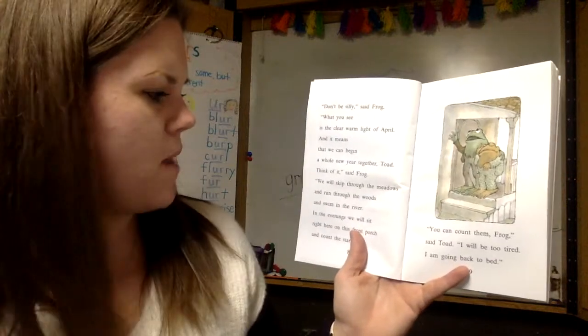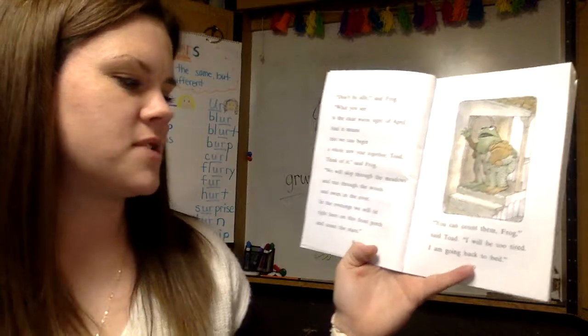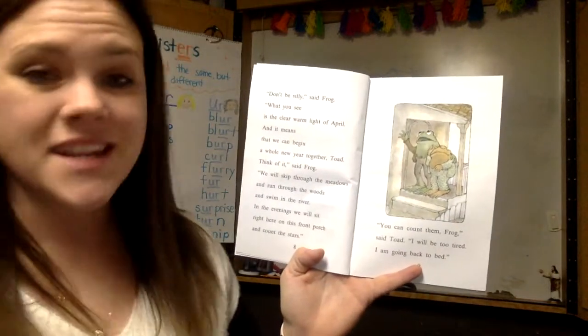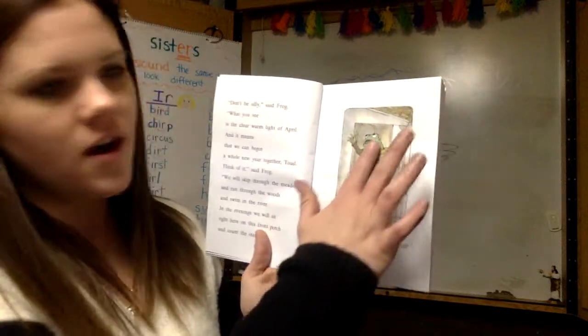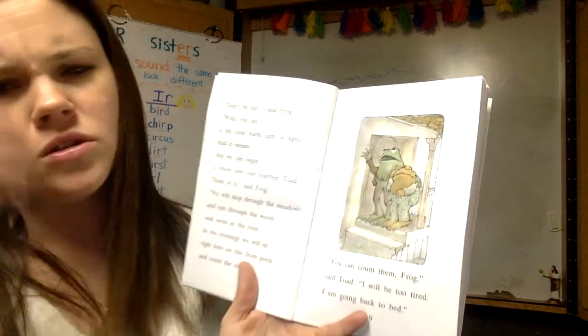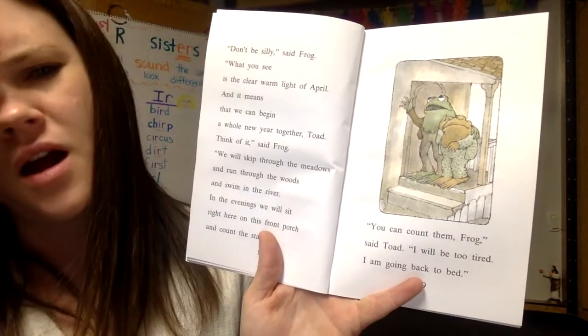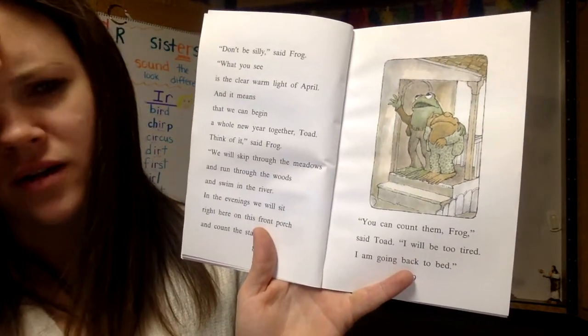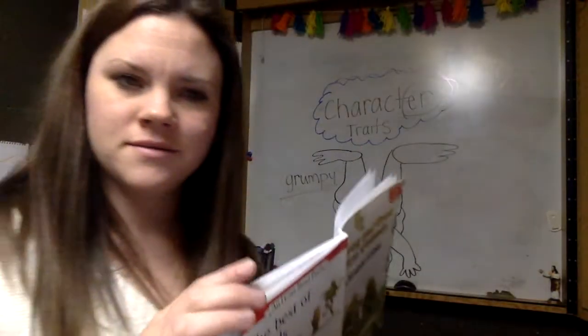"We will skip through the meadows and run through the woods and swim in the river. In the evenings, we will sit right here on this front porch, and count the stars." Oh, Frog, that's so nice. "You can count them, Frog," said Toad. "I will be too tired. I am going back to bed."